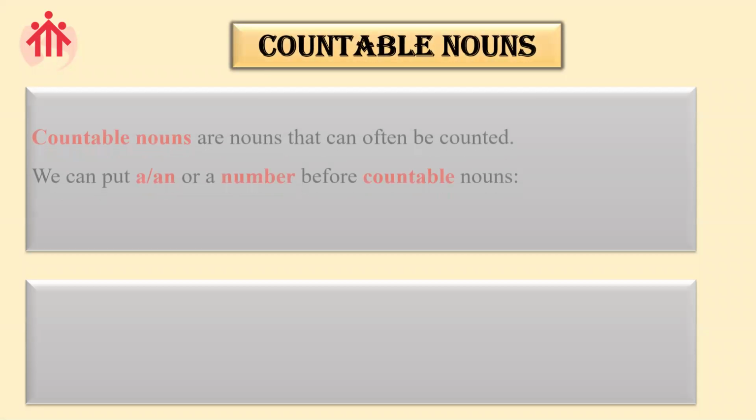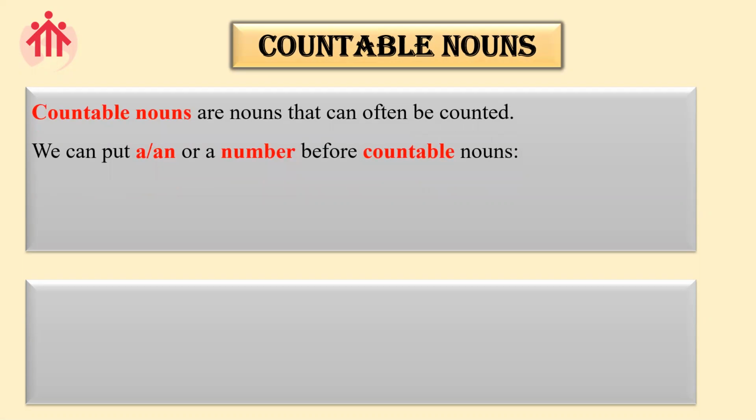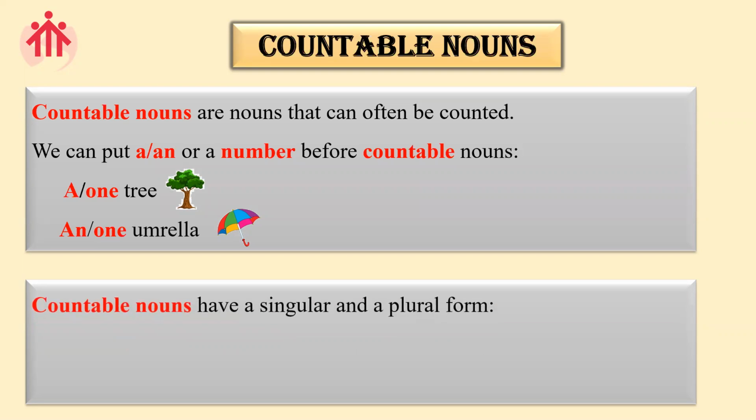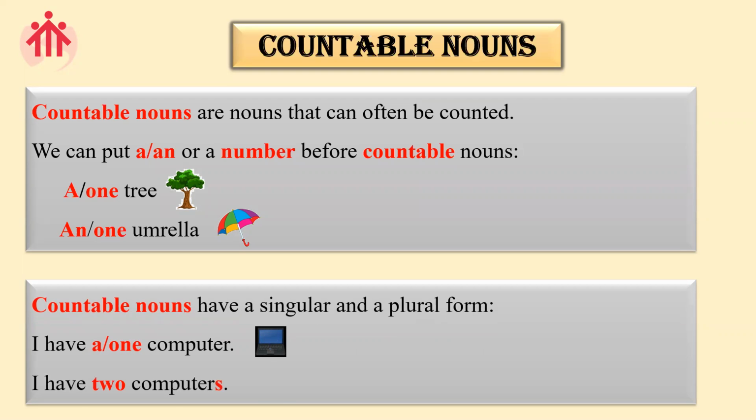Countable nouns. Countable nouns are nouns that can often be counted. We can put a, an, or a number before countable nouns. Example, a 1, 3. An, 1 umbrella. Countable nouns have a singular and a plural form. Example, I have 1 computer. I have 2 computers.